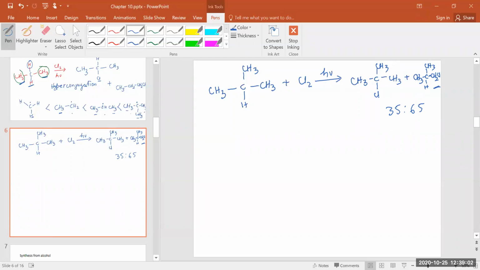So now we can calculate easily. Here you have 9 hydrogens. So 9 hydrogens, 65 divided by 9 will be how much?